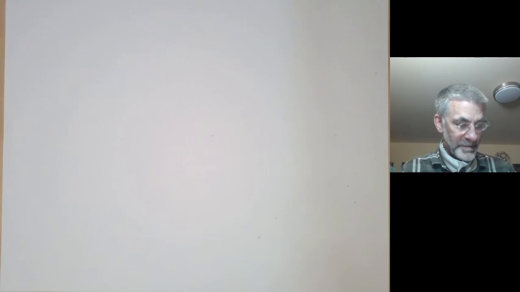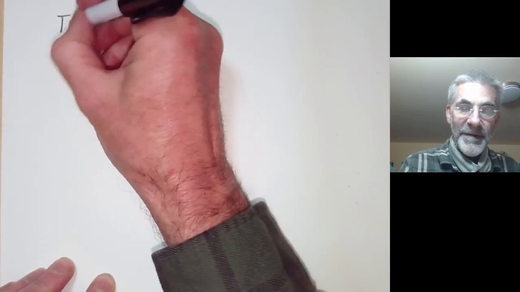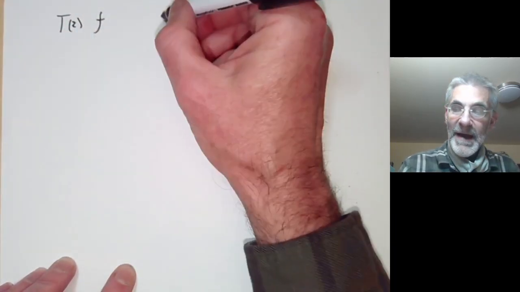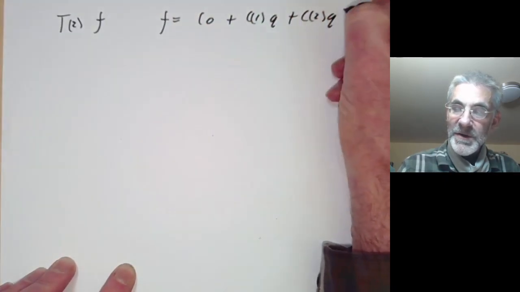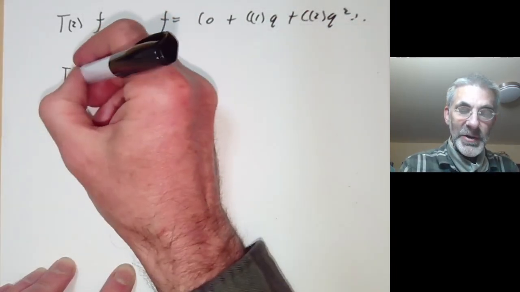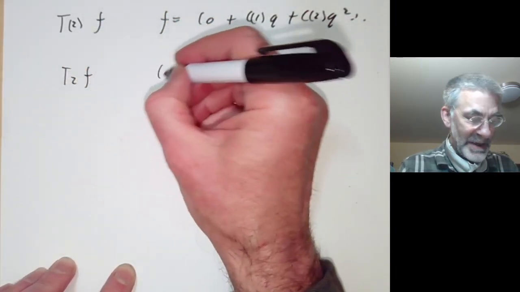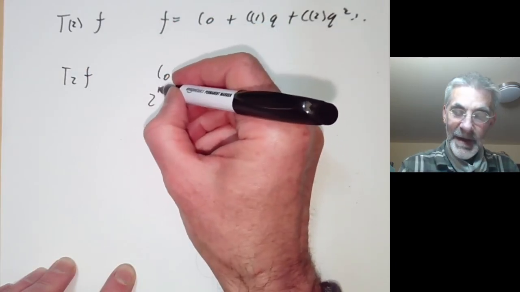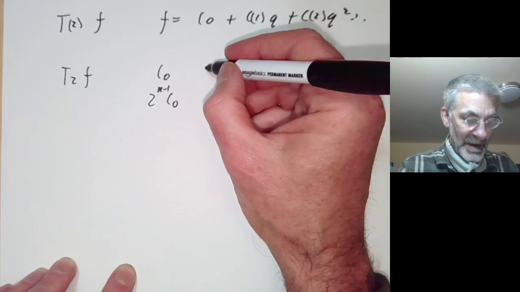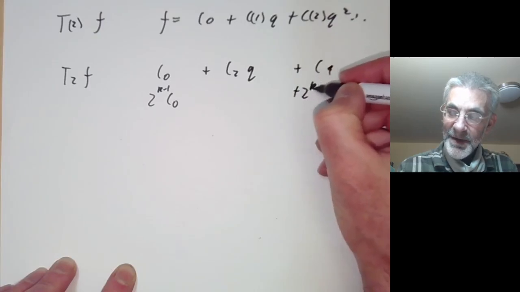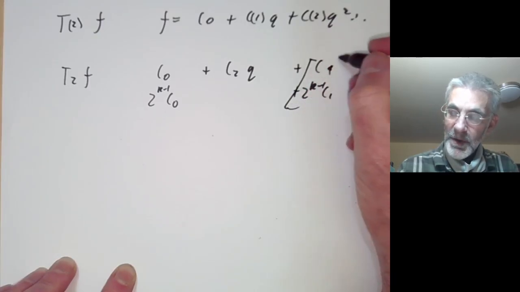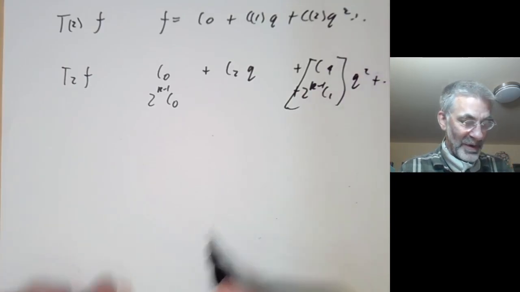So let's look at this in a few special cases. Suppose we just look at the Hecke operator T2 applied to f. If f is equal to c0 plus c1 q plus c2 q squared and so on, then T2 f is equal to c0 plus 2 to the k minus 1 c0, plus c2 times q, plus c4 plus 2 to the k minus 1 c1, all times q squared, and so on.